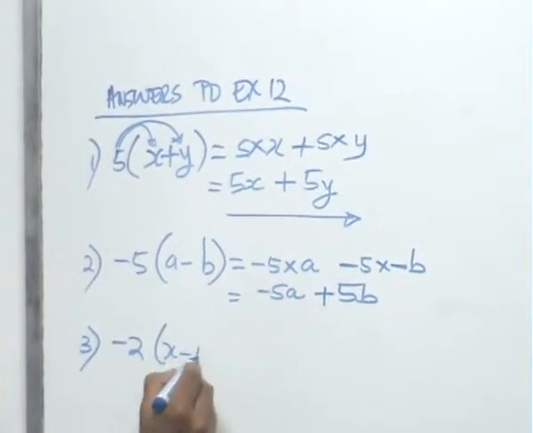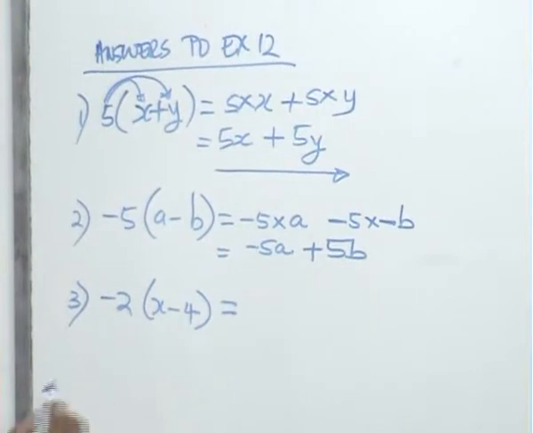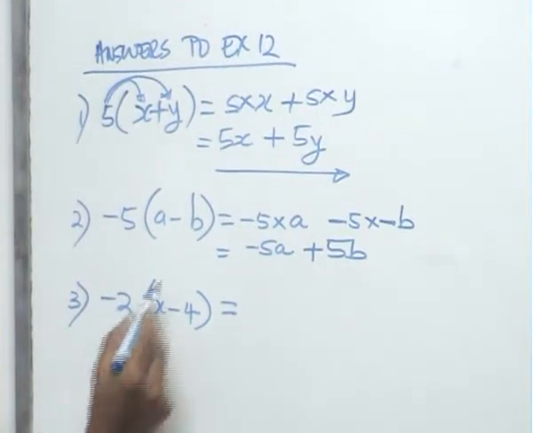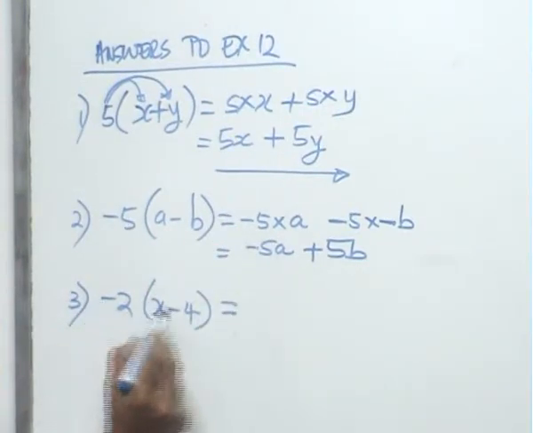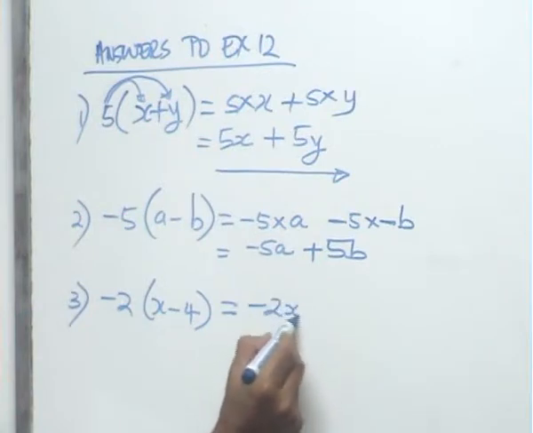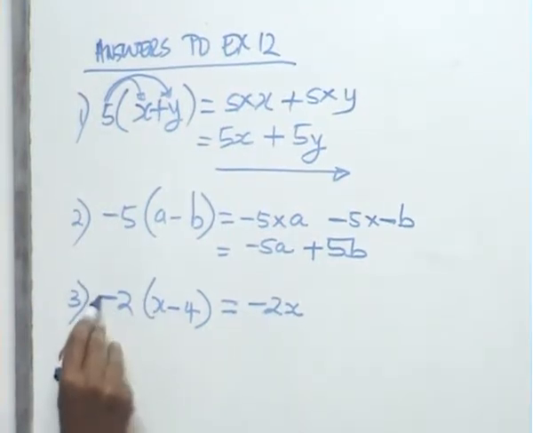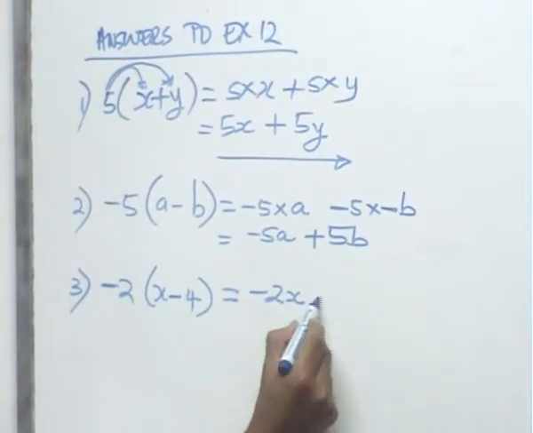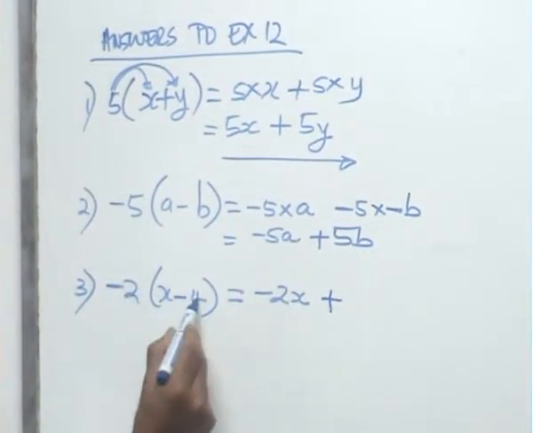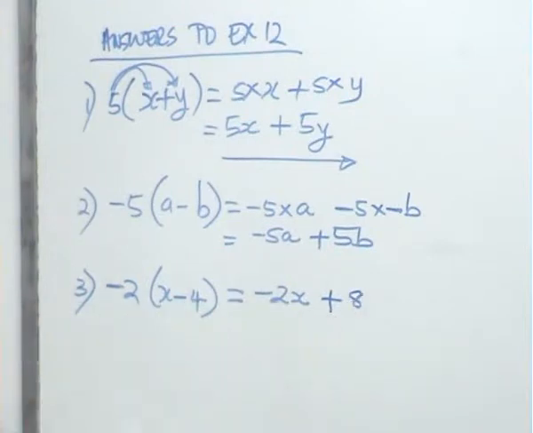Number 3. Minus 2 into x minus 4. Alright, let's try to do this one without the steps. Minus 2 times x will give you minus 2x. Minus 2 times minus 4. Minus times minus gives you plus. 2 times 4 gives you 8.